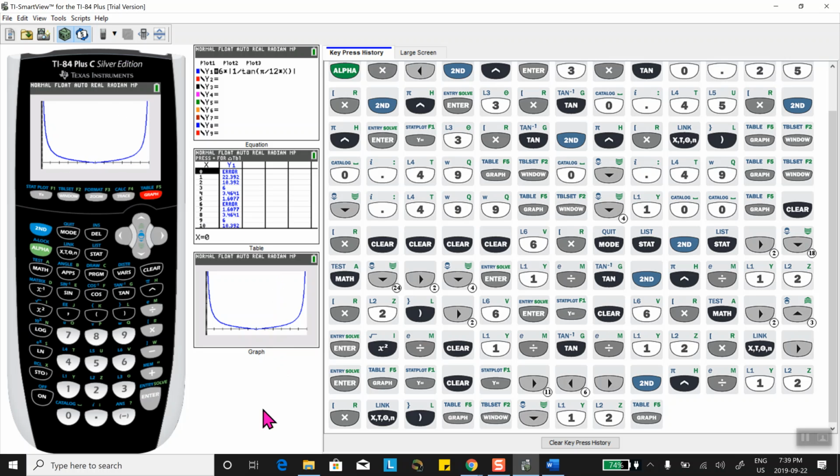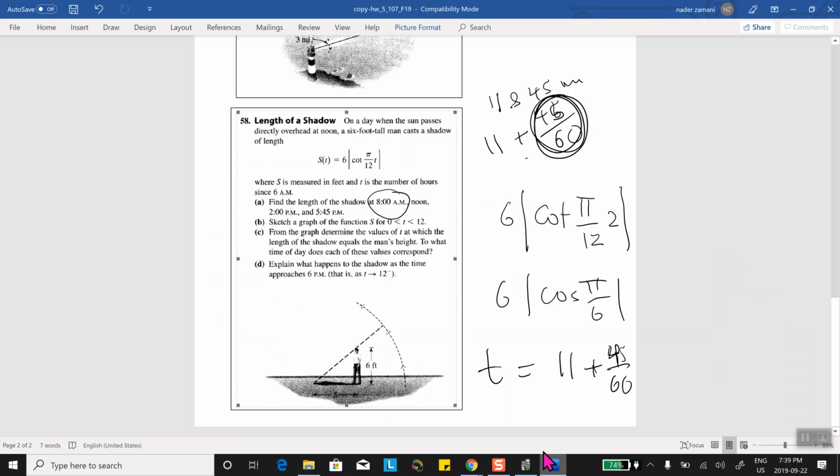Okay, so that takes care of that. What else is there that is asking? Explain what happens. Yeah, this is what we just did. All right, have fun.